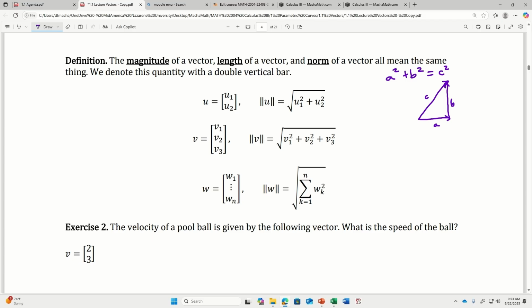By the way, if I'm trying to tell you about a specific entry in the list of numbers, then I'm going to use a little subscript. So the whole vector is named u. The first entry is u1, the second entry is u2.